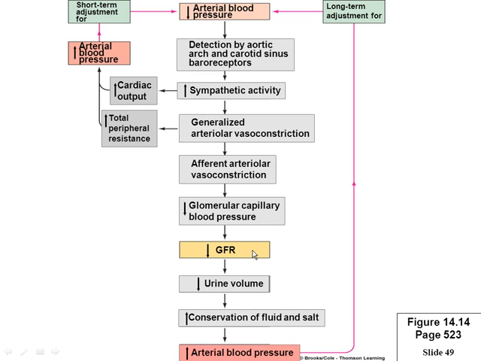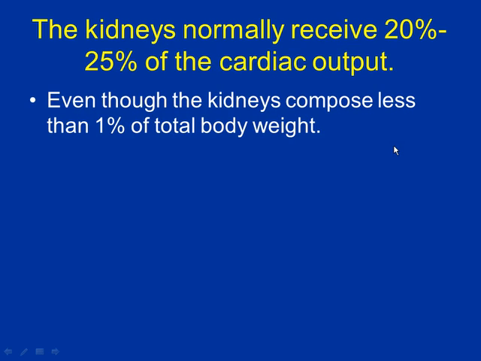Filtration rate goes down. Remember glomerular filtration rate. You make less urine and you reabsorb more, bringing the blood volume back up. When you bring the blood volume back up, it raises your blood pressure back to normal.